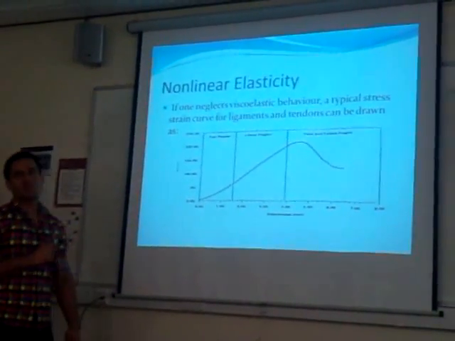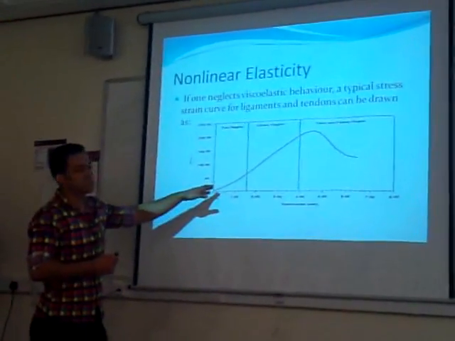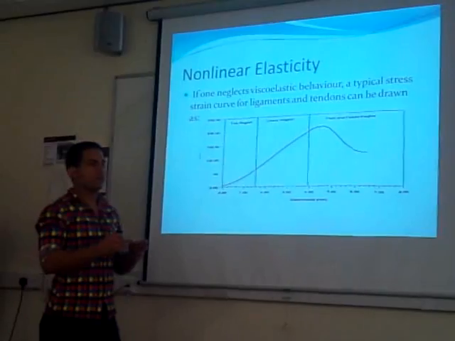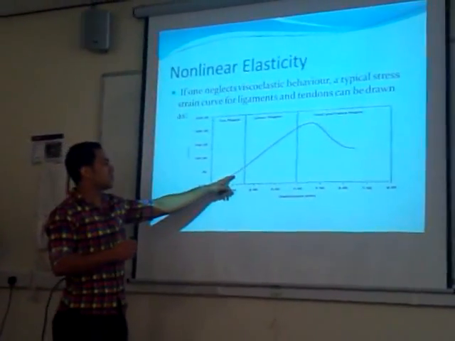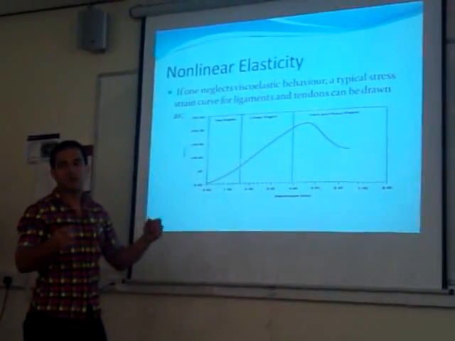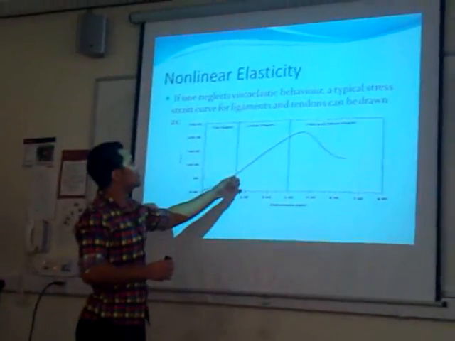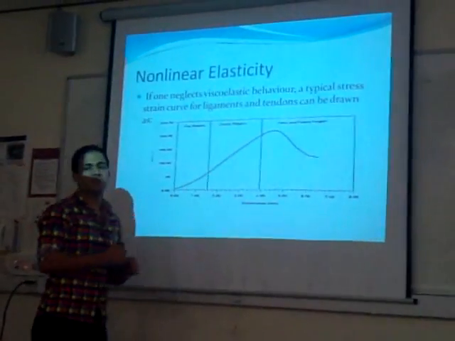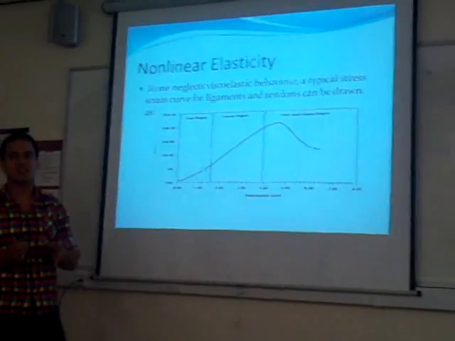The first region, which is the toe region, has low stiffness, and this represents the uncrimping of the crimps that I've mentioned before. You can see from here that the stiffness is much lower because it's easier to unfold the crimping. But after the crimps start to unfold, we go into the linear region. The linear region represents the stretching of the backbone of the ligament or the tendon itself.